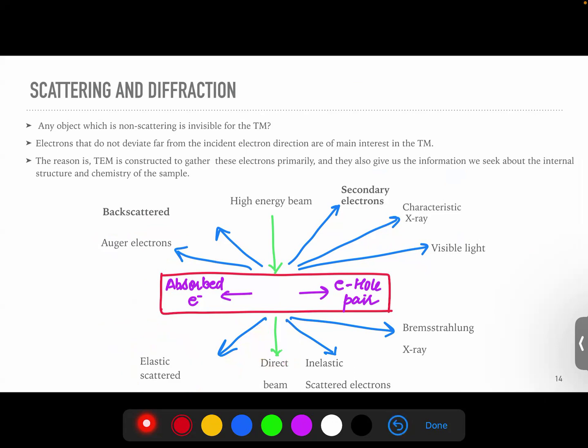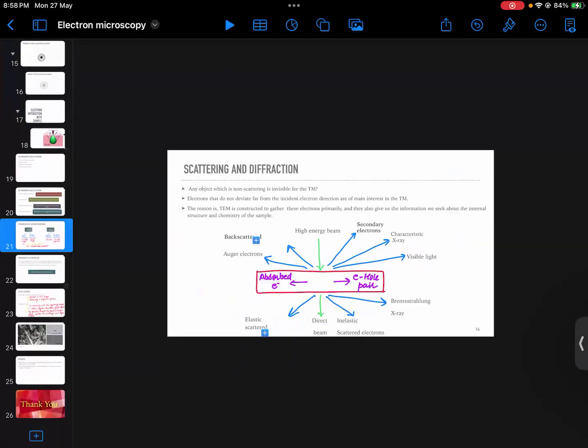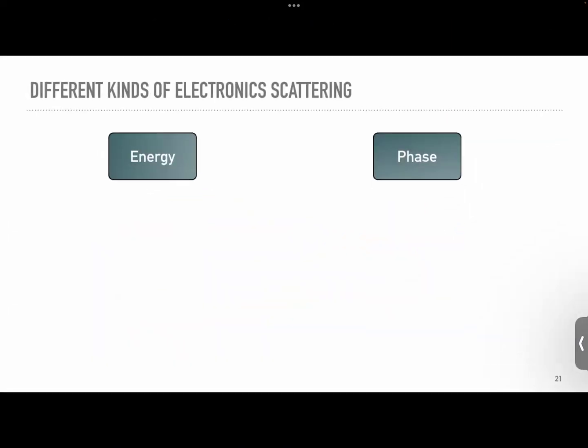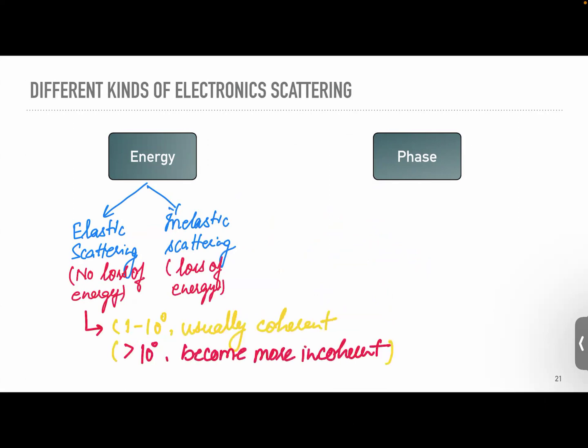Or incoherent. So I have written that when we talk about elastic scattering, if they are between 1 to 10 degrees deflection, then usually they are coherent. But if that angle is more than 10 degrees, they become more incoherent.